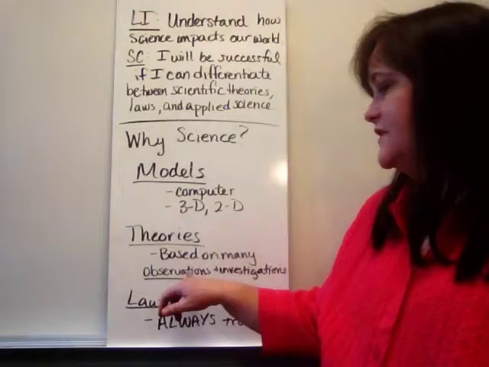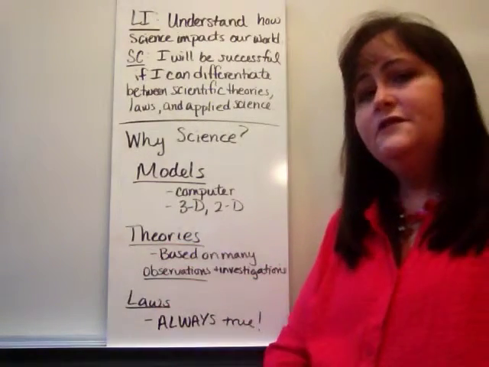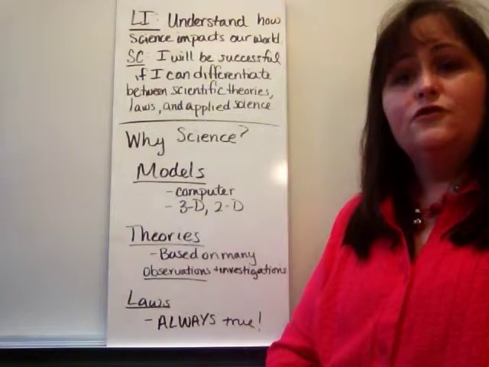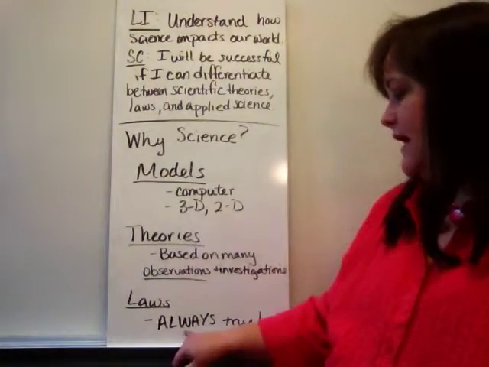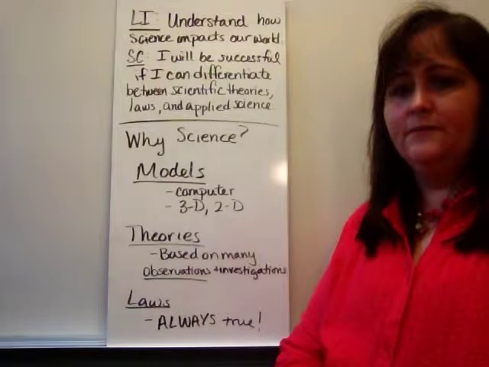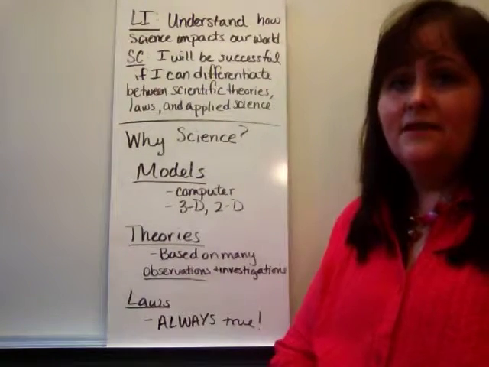Observations and investigations that have been repeated over and over again become theories because many different scientists in many different places have verified those hypotheses as true. Once they're verified as a theory, then they may become a law. A law is considered to always be true. Law of gravity. That is a law.